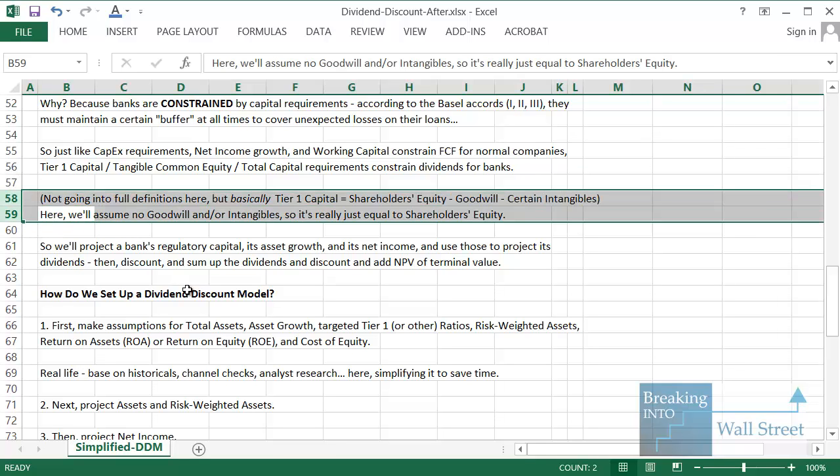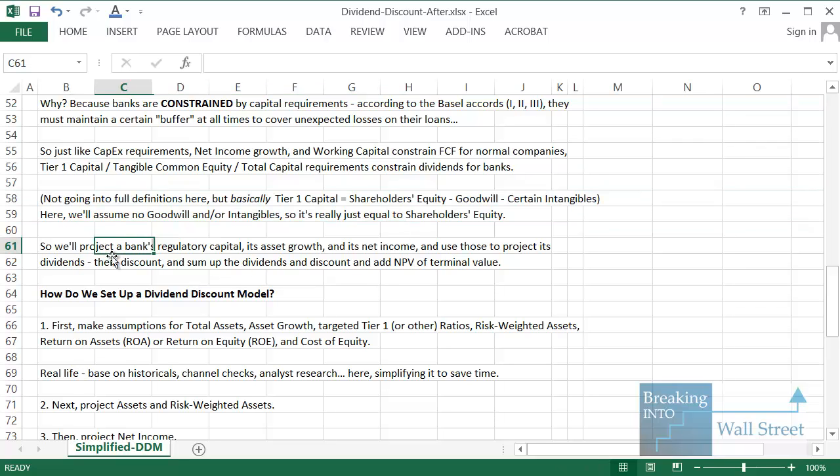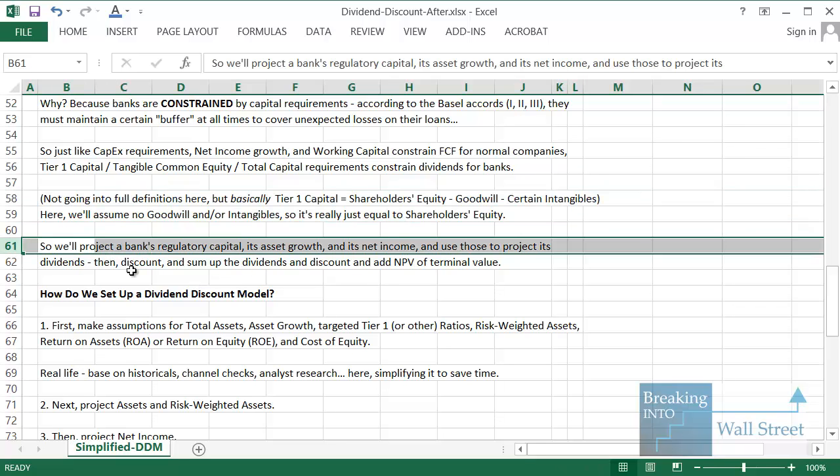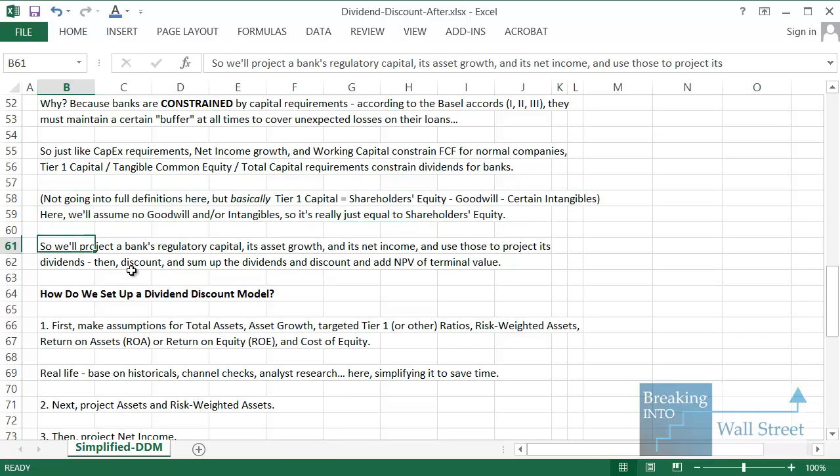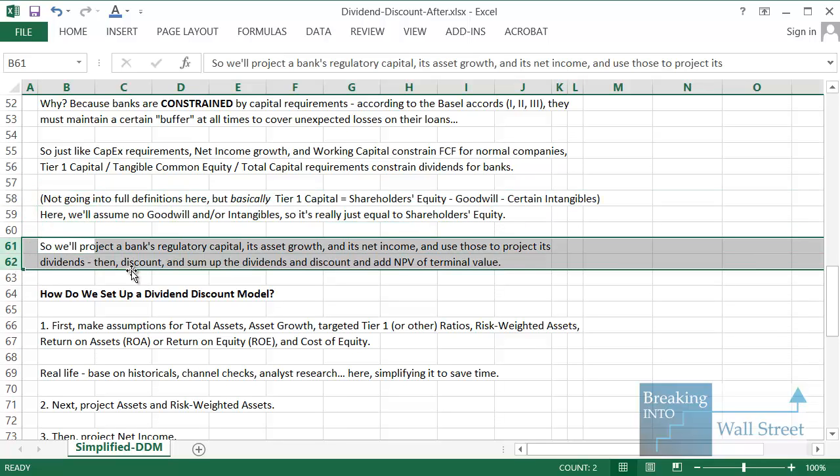And all banks have to maintain a certain percentage of Tier 1 capital as a percent of their risk-weighted assets, which basically mean how many of their assets are actually earning interest or could potentially earn interest. So they have some risk associated with them. So what we're going to be doing is assuming that a bank is targeting a certain amount of Tier 1 capital based on the rest of its balance sheet. It's growing its assets at a certain rate, its net income is growing at a certain rate, and then we're going to use those assumptions to actually project its dividends, calculate the present value by discounting them, summing them up, and then discount and add the net present value of the terminal value to get the company's total value. So that's how it works here.